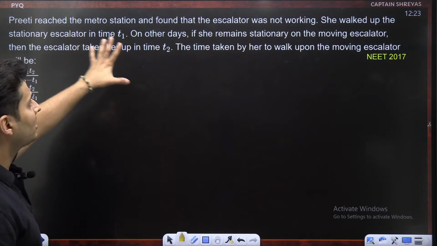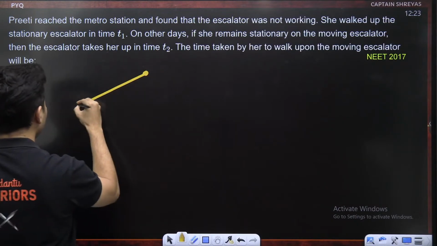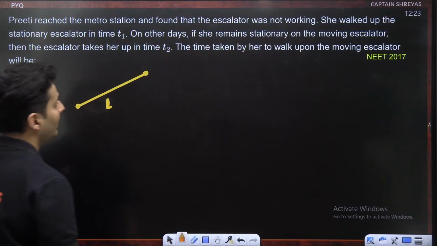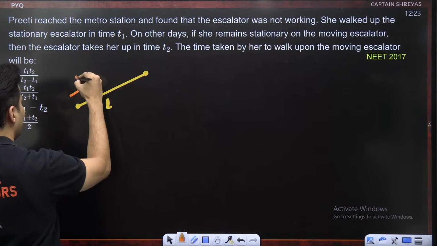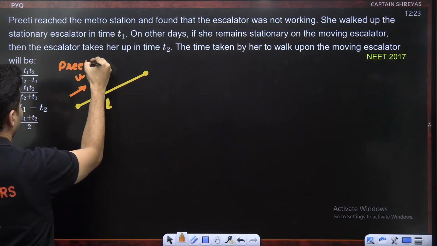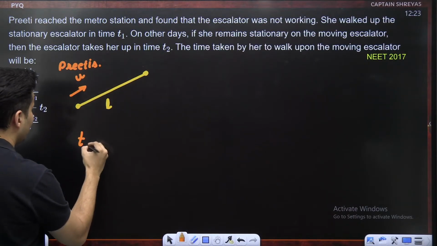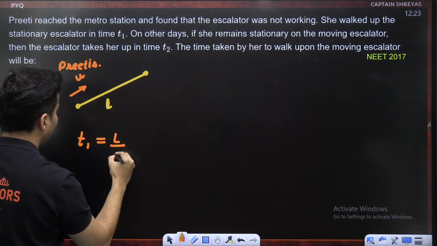Preeti reached the metro station. Let's say this is that escalator. It has some length L. Now, in the first scenario, when the escalator is not working, Preeti's speed is, let's say, U. This is Preeti's speed. So the time taken to cross is T1. Time is distance divided by speed.